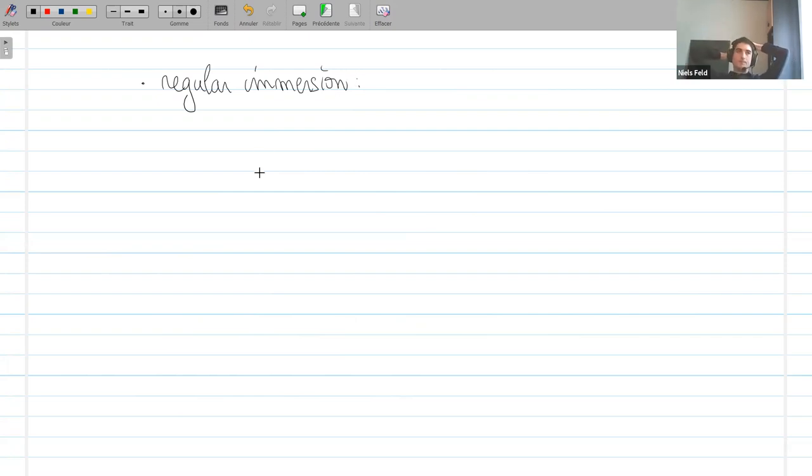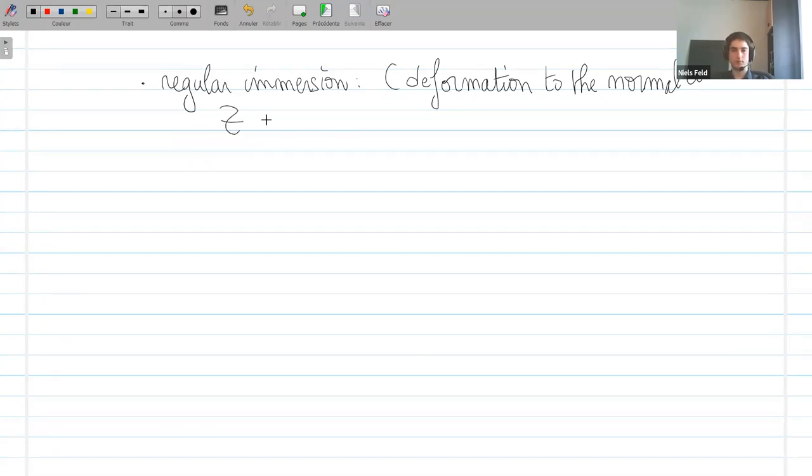So if you want to prove this, I think this is well known. This was used by Fulton in his book Intersection Theory, and so the technique is called deformation to the normal cone. So if you consider an immersion like this, i, the idea is that you can define the pullback like this.